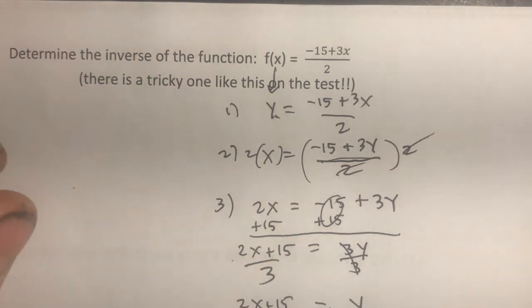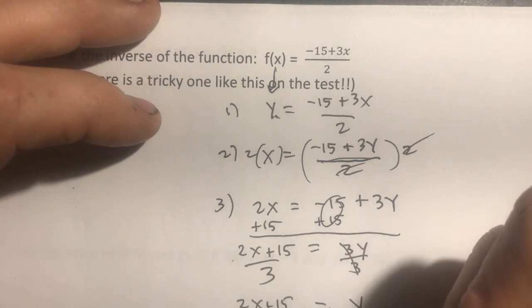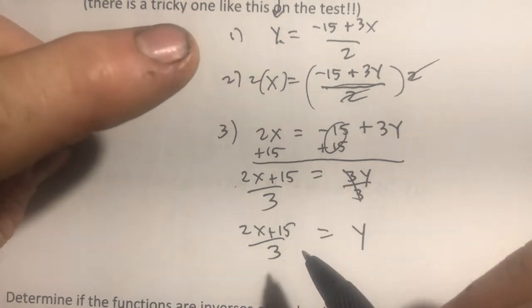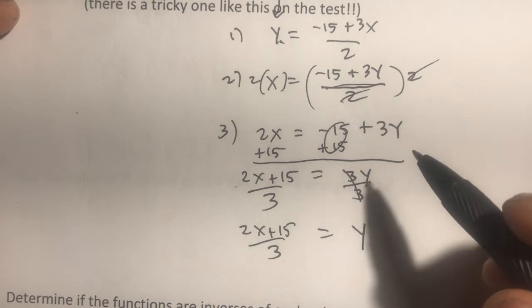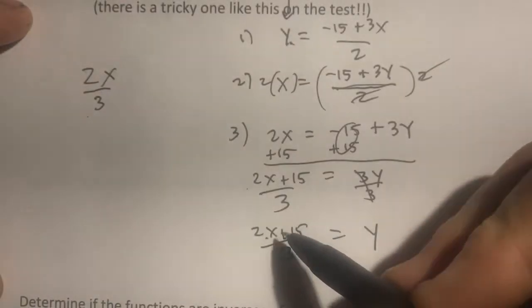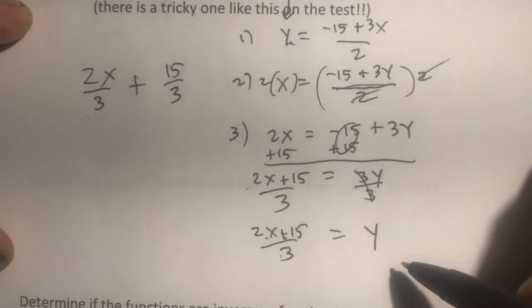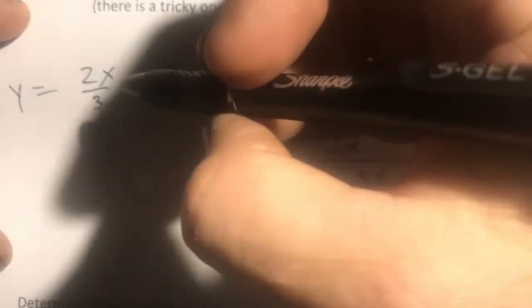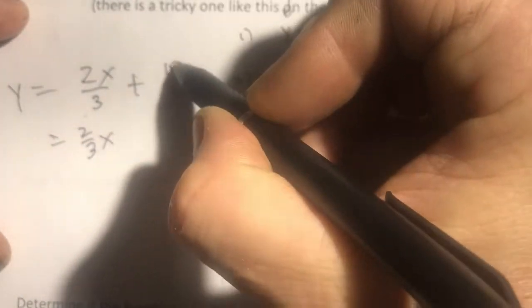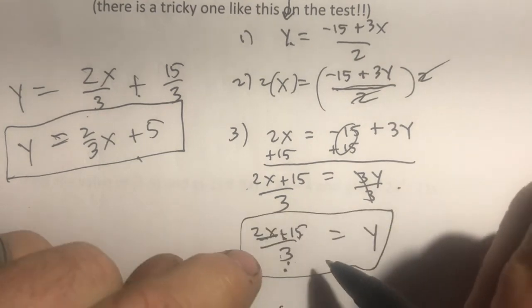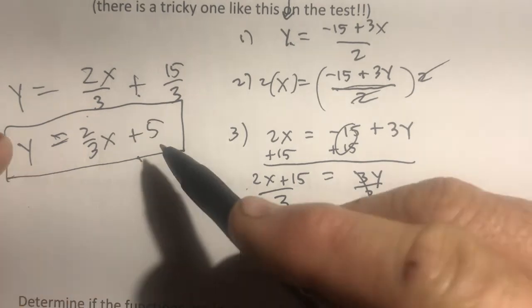Okay, now this answer is listed, I believe, but it's a trick because I don't think that's the answer, because it's not simplified fully. So what I do is I would split that up. So I've got 2x over 3 plus 15 over 3. Okay, that's what y equals. So this is just 2/3 x plus, and then 15 over 3 is a 5. So this would be my inverse right there. This is simpler than that right there. So don't choose this. It's a trick question. It's not simplified. I think that's what you want right there.